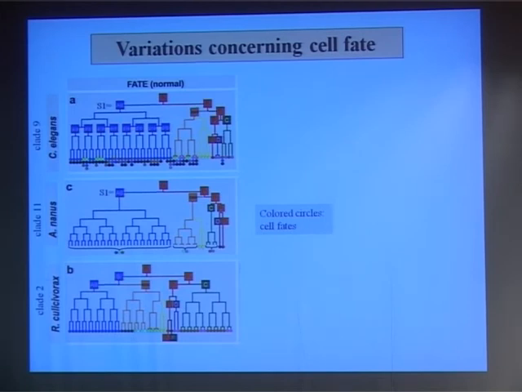Okay, now I'm coming to the most complicated slide of my talk, and I'll lead you through it, but it's interesting, I think. Here we compare three different species, C. elegans, clade 9, Ananas, clade 11, and Romanomermis culicivorax, clade 2. This is a lineage tree, as you can certainly see, and at the bottom of the lineage tree there are circles, and these circles represent cell fates. Blue is neurons, for instance, green is pharynx, yellow is gut, and so on. It doesn't matter in detail very much what it is.